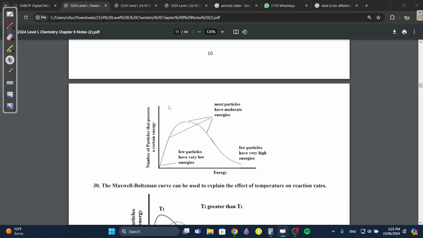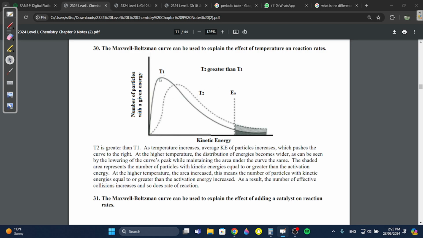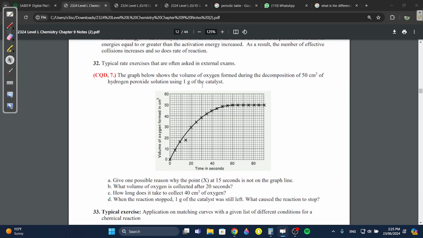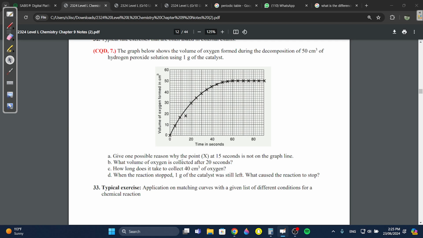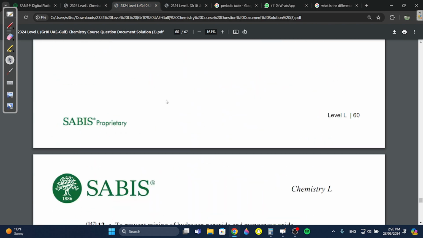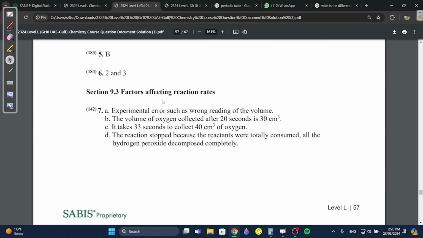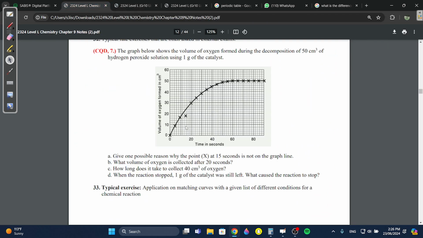Okay, here just know that as you go right, the temperature's increasing. Give one possible reason why point X is not on the graph line. Obviously because it's inaccurate. It doesn't fit the trend. I don't know how they say it. They say it in their own way, and I'm not going to make up an answer. Experimental error. Yeah, you can just say it's an error in the experiment. Whenever you have an inaccurate result, just say experimental error.